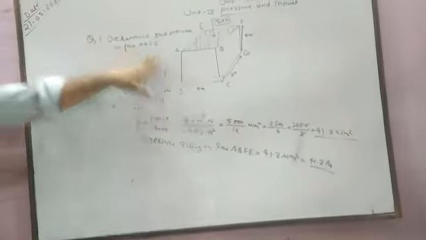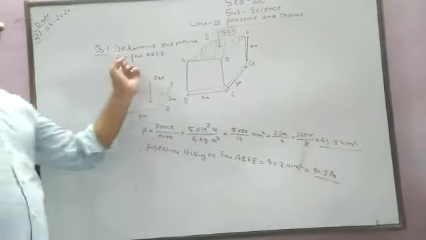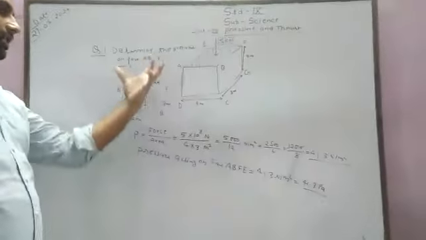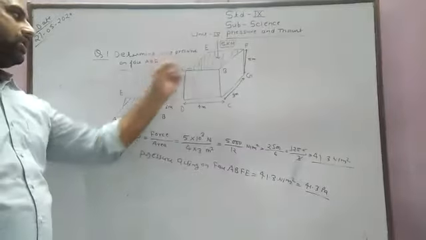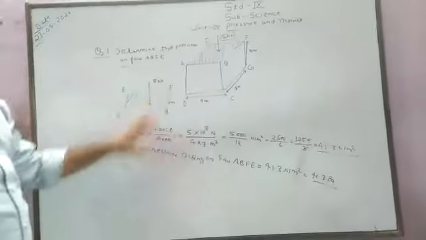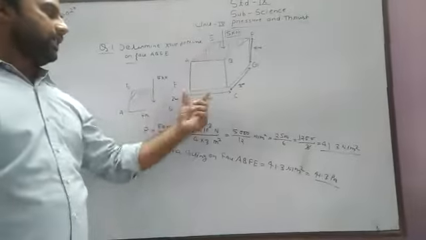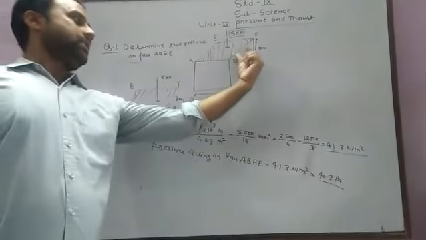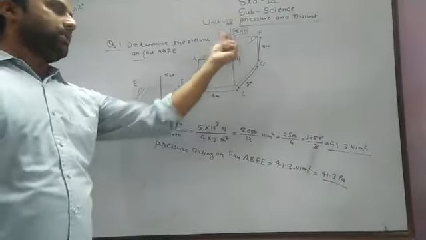We have to remember this formula. Determine the pressure. Again, we are understanding the basic concept. Determine the pressure on the face ABFE. So first we consider this face. This dimension is 4 meter. This dimension is 3 meter. Force acting on this is 5 kilonewton.